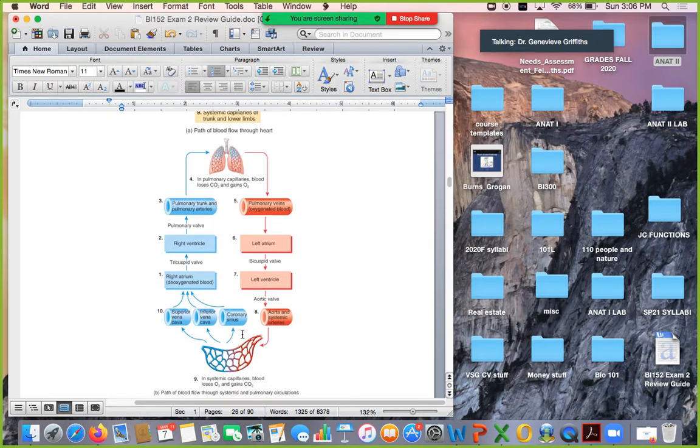Let's start where blood's coming into the heart, because I know it's a circle. So let's start here, actually. Blood's coming into the heart from the superior vena cava, the inferior vena cava, and the coronary sinus into the right atrium. That's deoxygenated blood from the atrium.